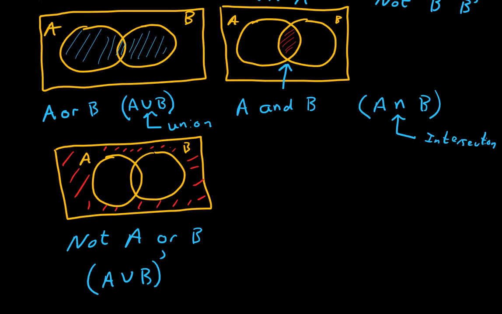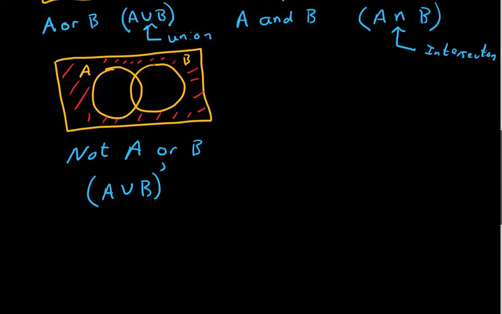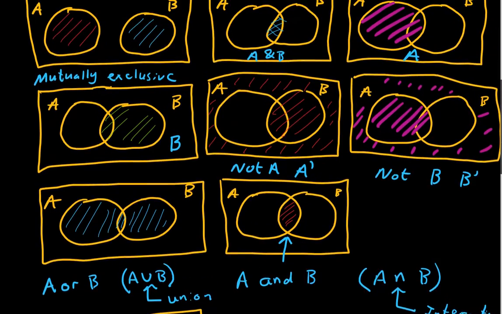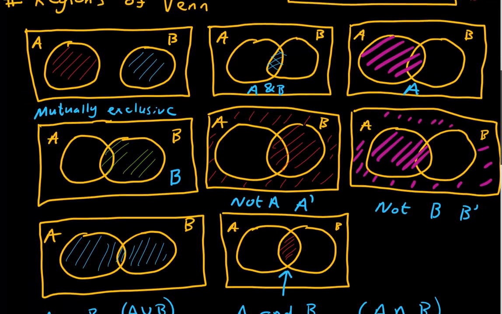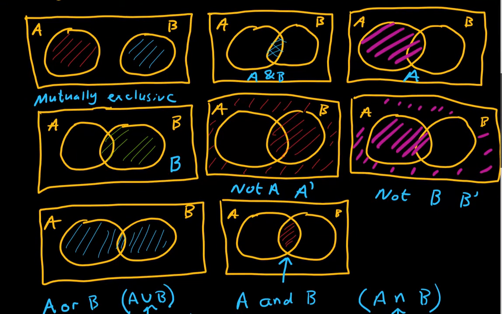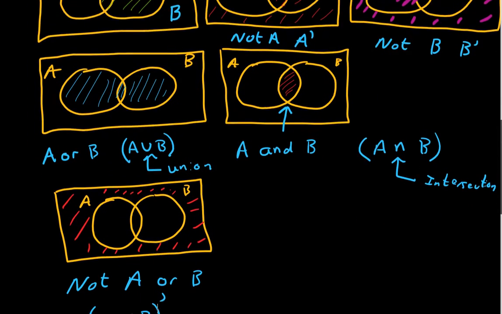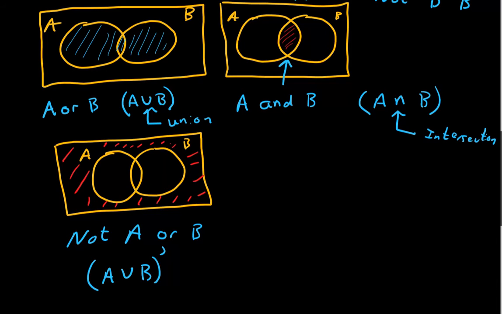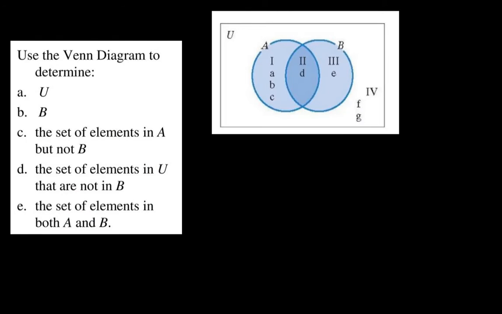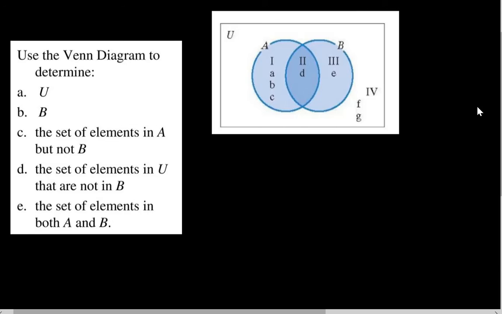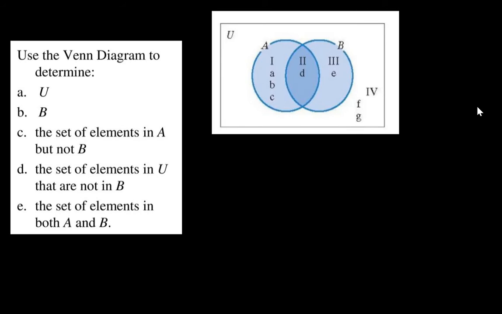Okay, so now that we are familiar with the regions, you might want to copy them down into your book. So pause the video and copy these down because they're quite important in calculating probabilities. Okay, so let's have a look at the next question. So pause the video and please have a go at doing this.